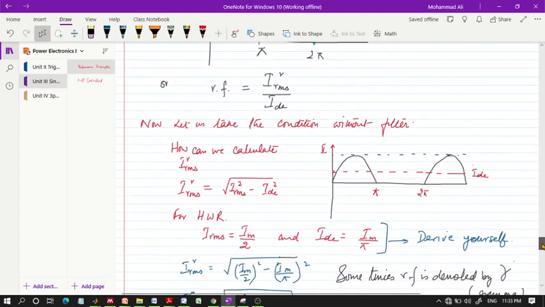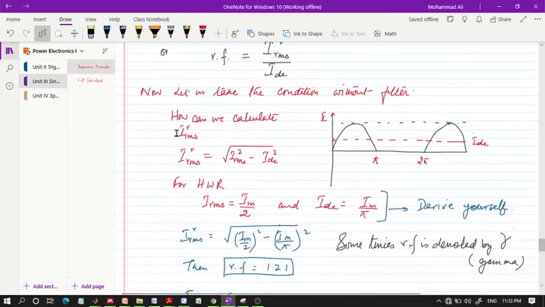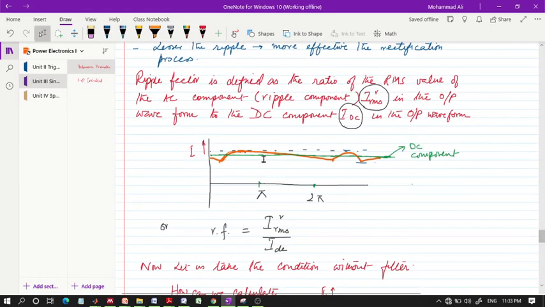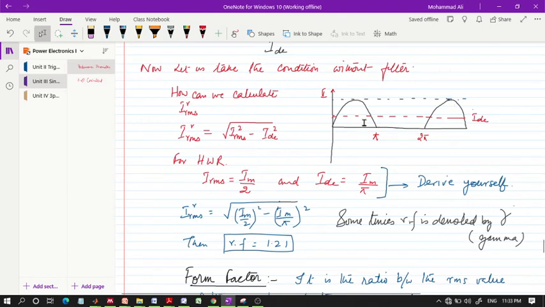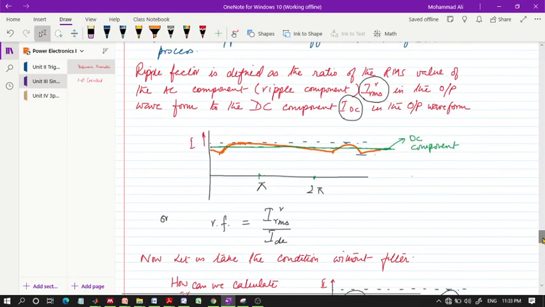Now here, to calculate the ripple factor, RMS value of the ripple, I have not taken this orange waveform. Rather, I have taken the unfiltered waveform, or the waveform that was without the capacitor. So in that case, the ripple factor comes out to be 1.21. Of course, when I will calculate the ripple factor for this orange waveform, it should be very less than 1.21.